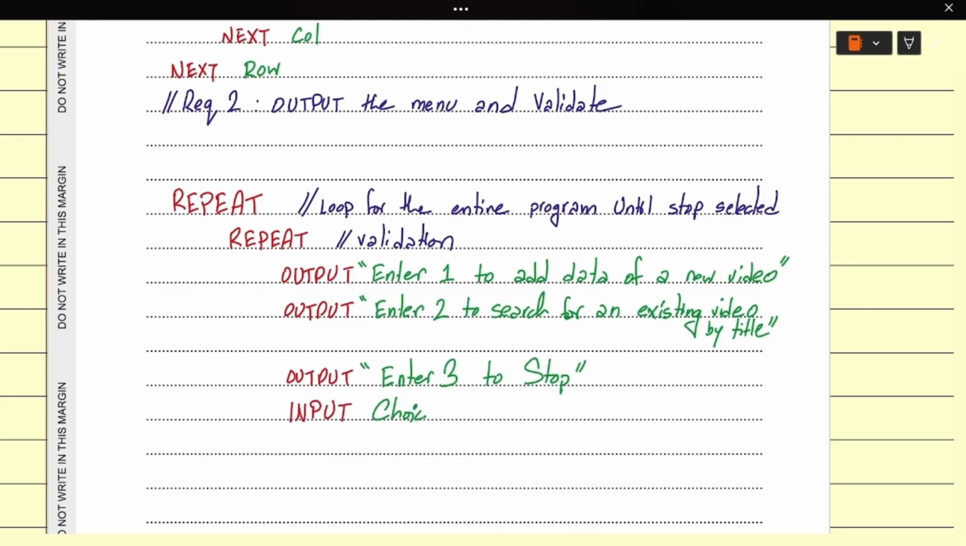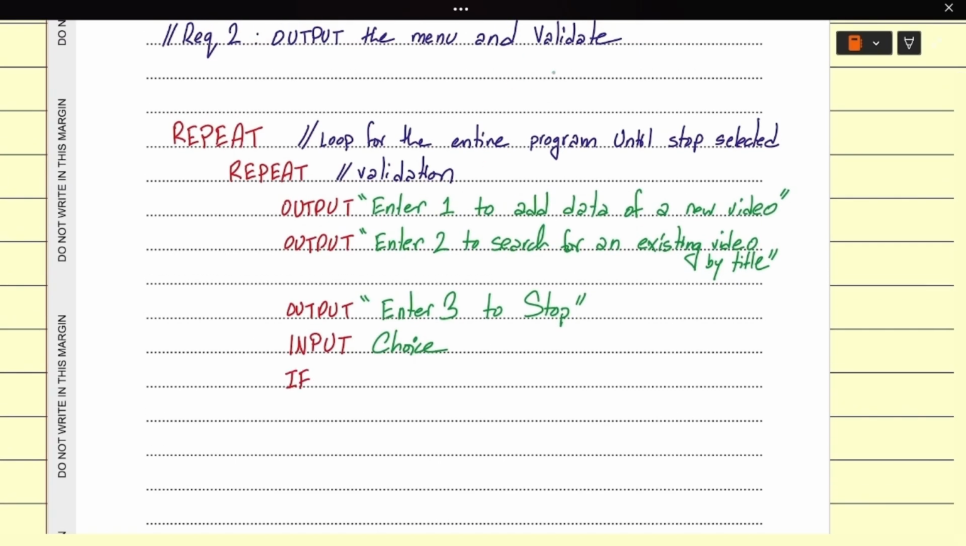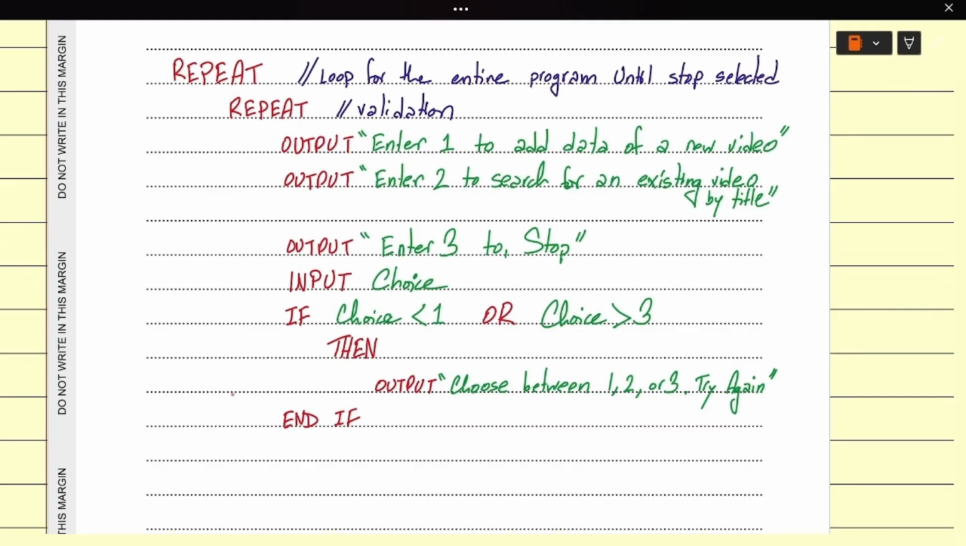Now if choice is less than 1 or greater than 3, because we only have 3 choices, then we're going to output choose between 1, 2 or 3. Try again. And let's close off the loop by writing the post condition. So until choice equal to 1 or choice equal to 2 or choice equal to 3. The validation is going to stop when choice is 1, 2 or 3.